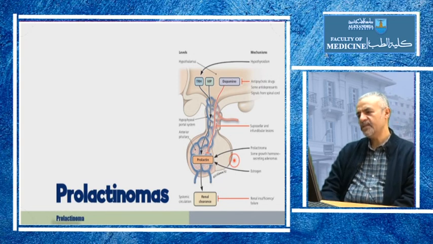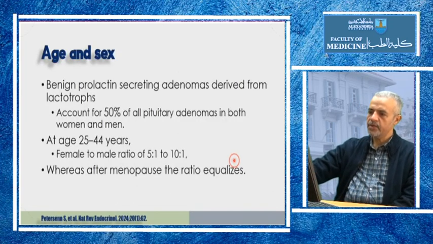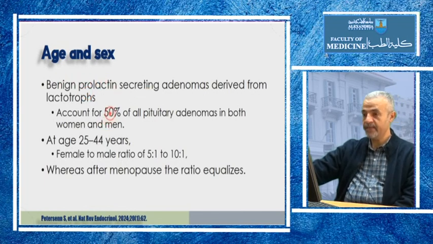So we have started with the classification of pituitary tumors, and then we are going to deal with two specific types of pituitary tumors. The first would be the prolactinomas, and the second would be the growth hormone secreting adenomas. So prolactinomas are benign prolactin secreting adenomas. They represent, as I have shown you before, about half of all pituitary adenomas in both males and females.